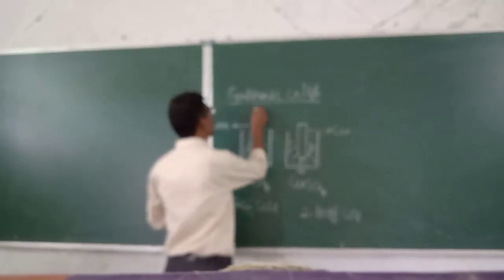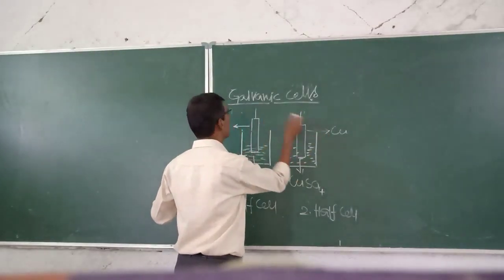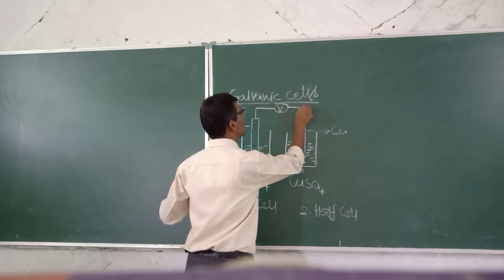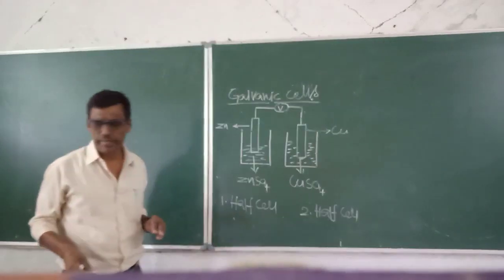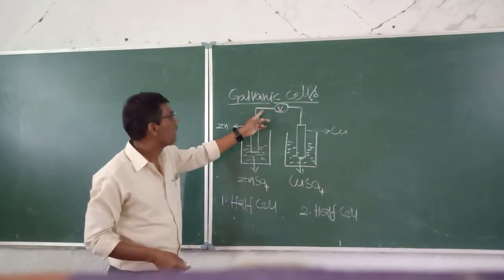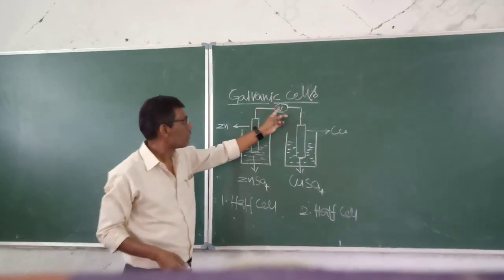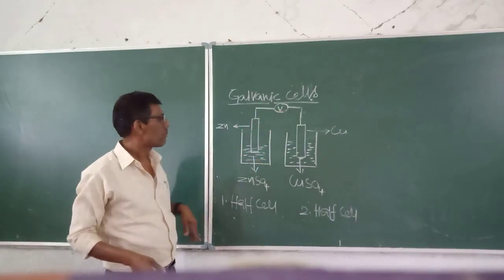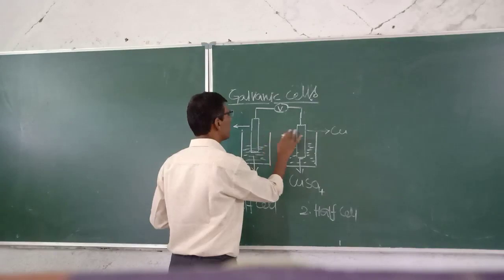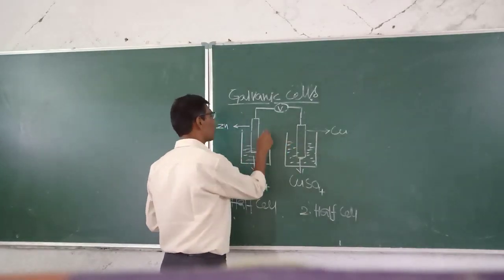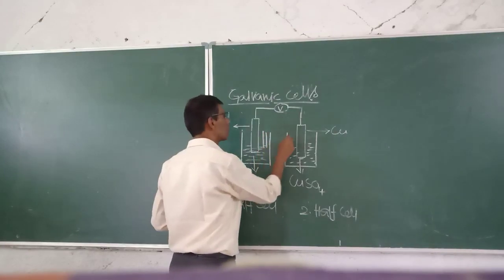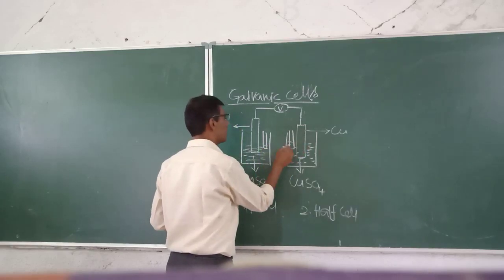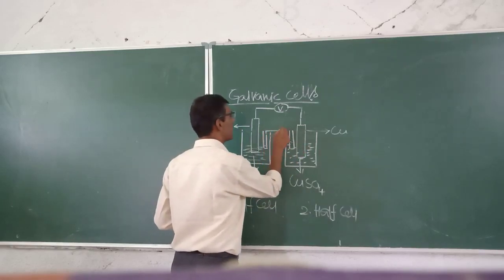Now this electrode is connected to the other electrode externally by an external wire to the voltmeter, which measures the voltage of the current that is supplied here. Internally, these two electrodes are connected by another arrangement.